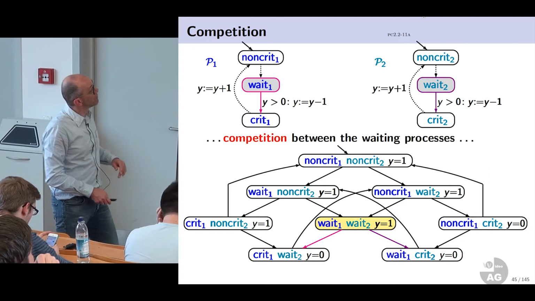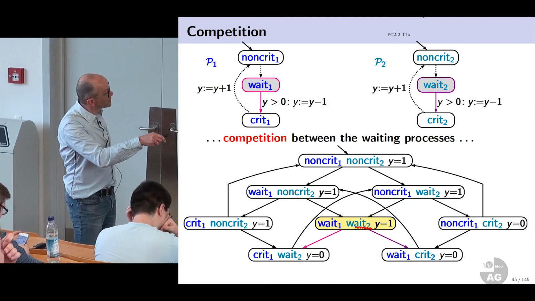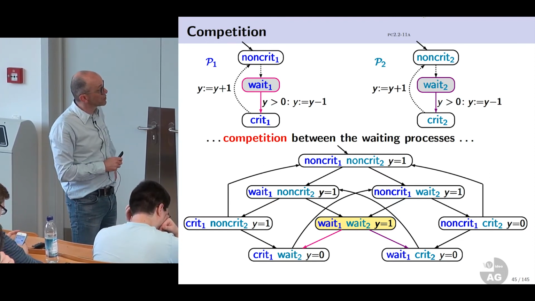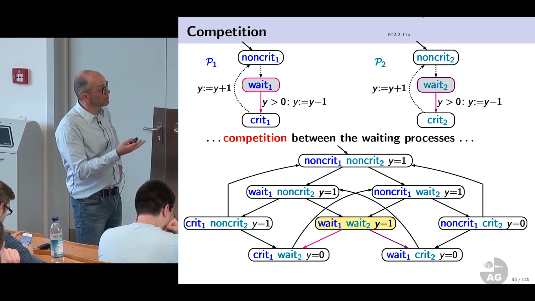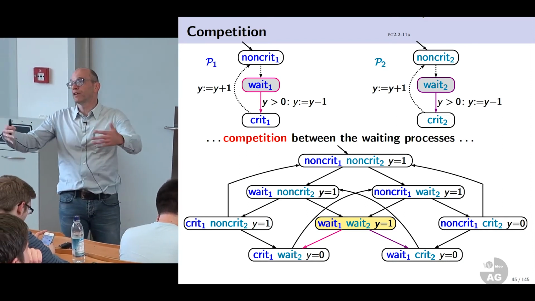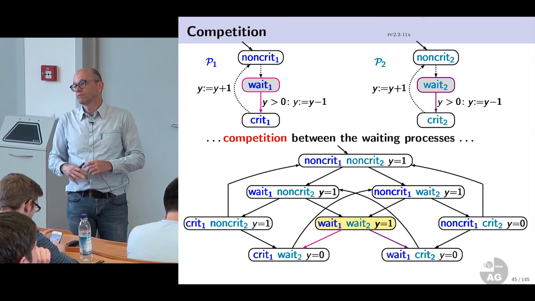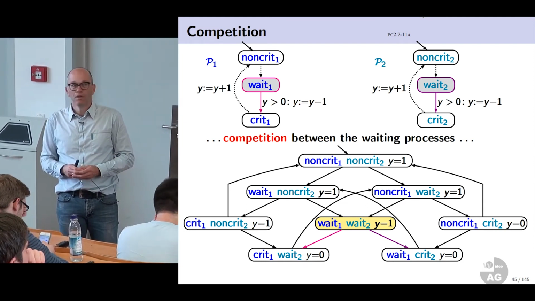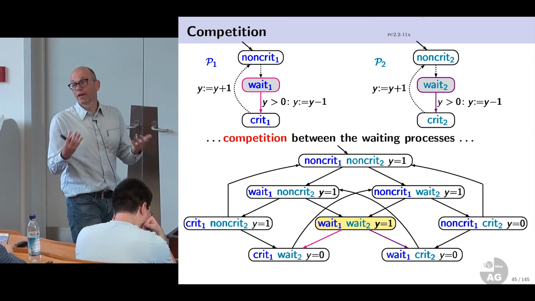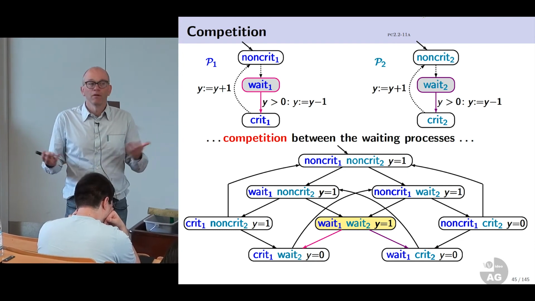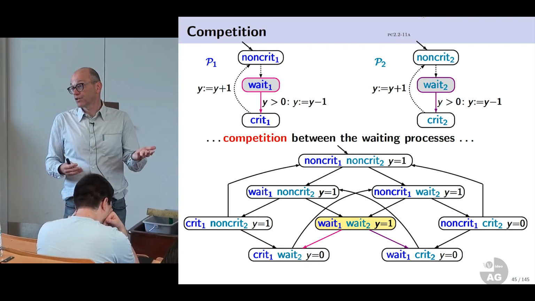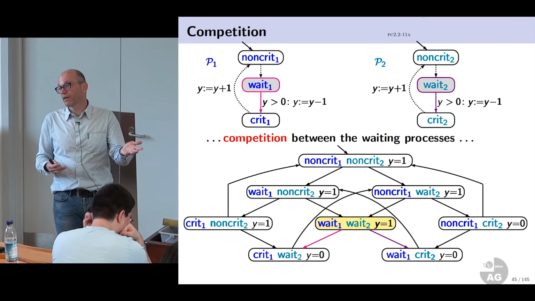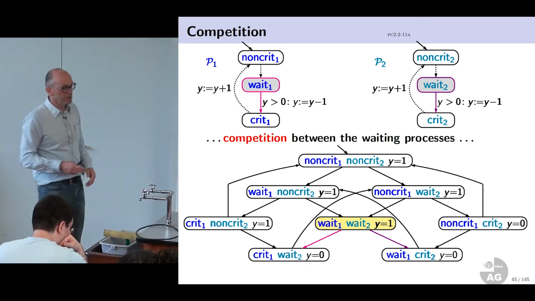That means that if you have wait 1, wait 2, this is modeled by this state in the parallel composition. And this is a kind of competition between the two processes. Both are waiting to get access to the shared variables. Because of the semaphore mechanism, you first need access to the semaphore. Only one of them can access the semaphore, and that's the whole principle.